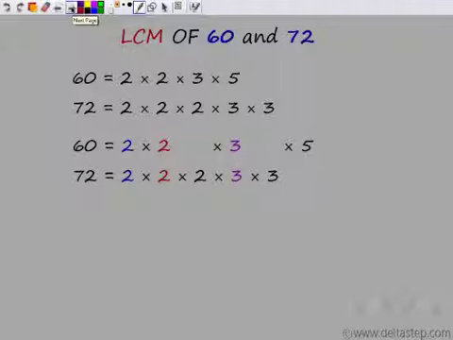Now what was the HCF? For HCF, you find the common ones and multiply them. That is, 2 is common here, 2 is common, and 3. So multiplying 2 into 2 into 3 would give me the HCF, which is the highest common factor. Now to find the LCM, what I do is I multiply all the factors, but the common factors would be written only once.